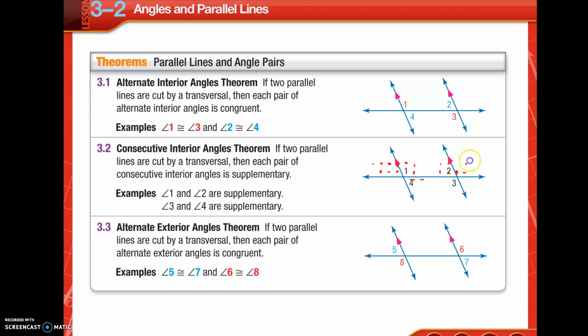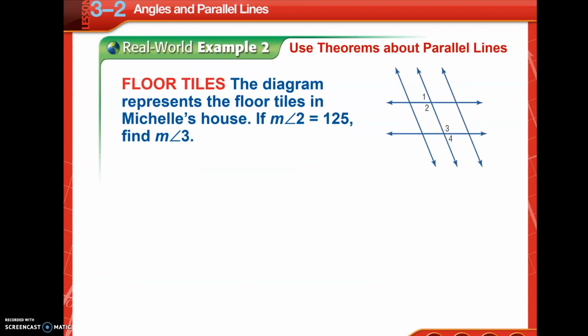Alternate exterior angles are congruent. So what we're looking at then is just kind of determining what their angle types, and then from there we can tell if they are congruent or if they are supplementary. So angle 2 is 125. Angle 3 is 125. We're looking for that. Kind of give it away. And those are alternate interior angles, and alternate interior angles are congruent. So angle 3 would have to be also 125.